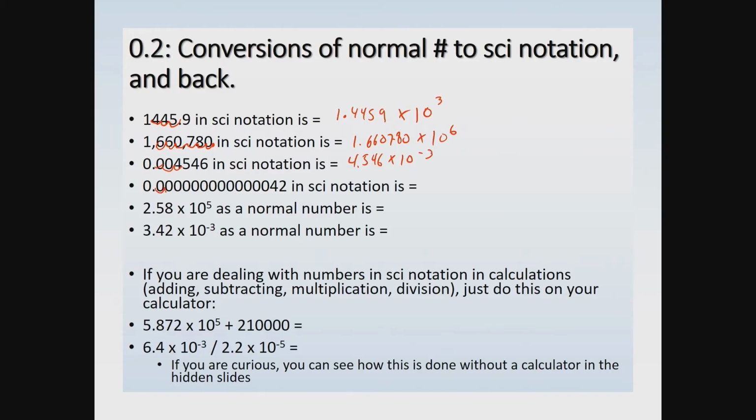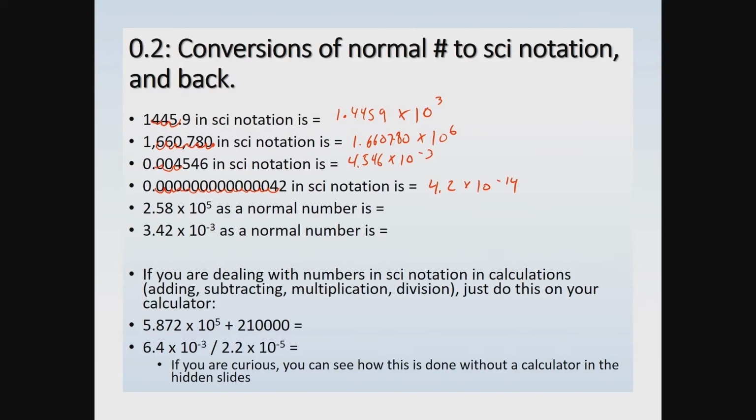Okay, so for the next number, let's count this out. So it's 1, 2, 3, 4, 5, 6, 7, 8, 9, 10, 11, 12, 13, 14 is what I get. And so it's going to be 4.2 times 10 to the negative 14, because it's negative because I'm moving that decimal place to the right.